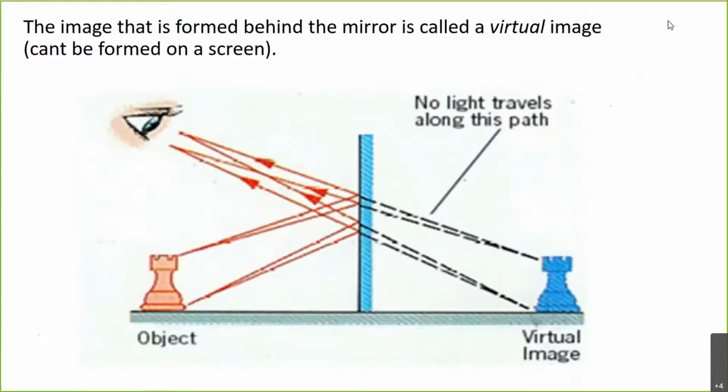All right, so the image that's formed behind the mirror is called a virtual image. And all that means is that it cannot be formed on a screen, okay? So when we use the projector in class and I shine the light at the whiteboard, that's a real image. You can see that on a screen. The light is hitting a surface and the image is made on that surface. That doesn't happen with a virtual image. Okay?